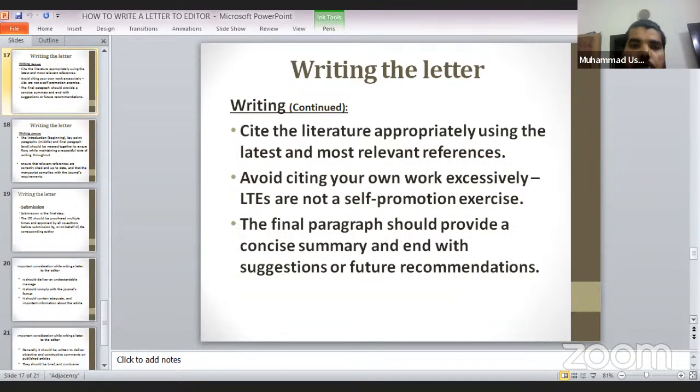It is also important to mention that you should avoid citing your own work excessively. It is frowned upon if you use your own work, because they think that you are self-promoting. And the final paragraph should provide a concise summary and end with suggestions or future recommendations. So it is basically the crux of the whole letter to the editor.